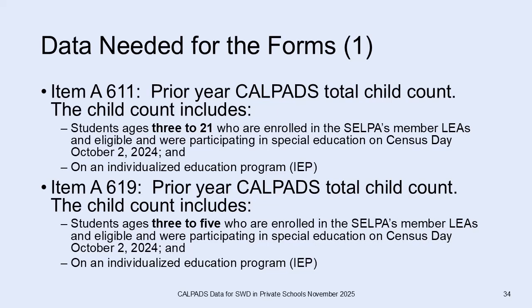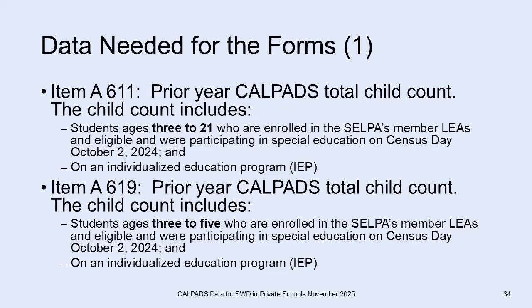All right, so what are the data that we need to put on each of these forms? Each of these forms has section A and section B. Section A on both the 611 and 619 forms just asks a really basic question: what is your child count? On the 611 form, it is students ages 3 to 21 enrolled in the SELPA member LEAs, because SELPAs are the ones that submit this, who were eligible and participating in special education on census day. So it's a census day count, your child count, ages 3 to 21 on an IEP.